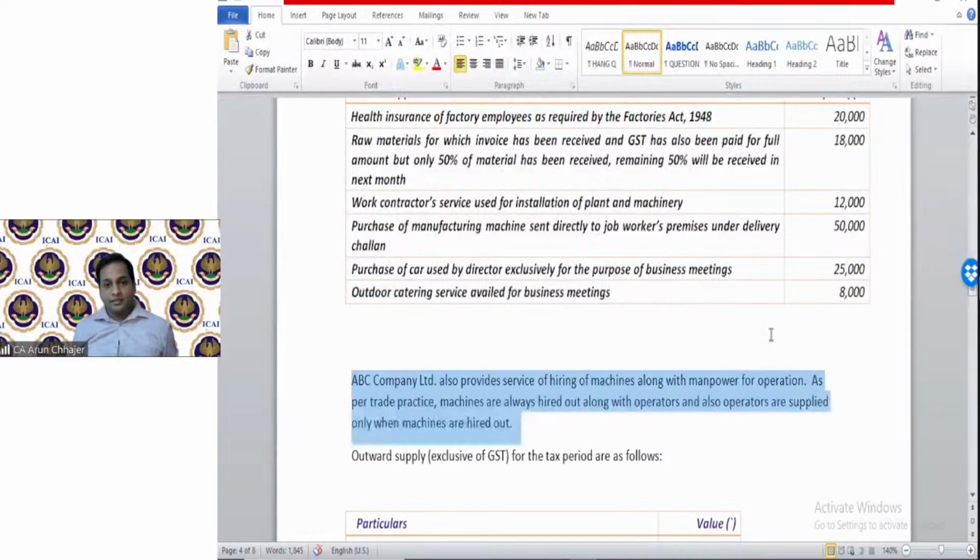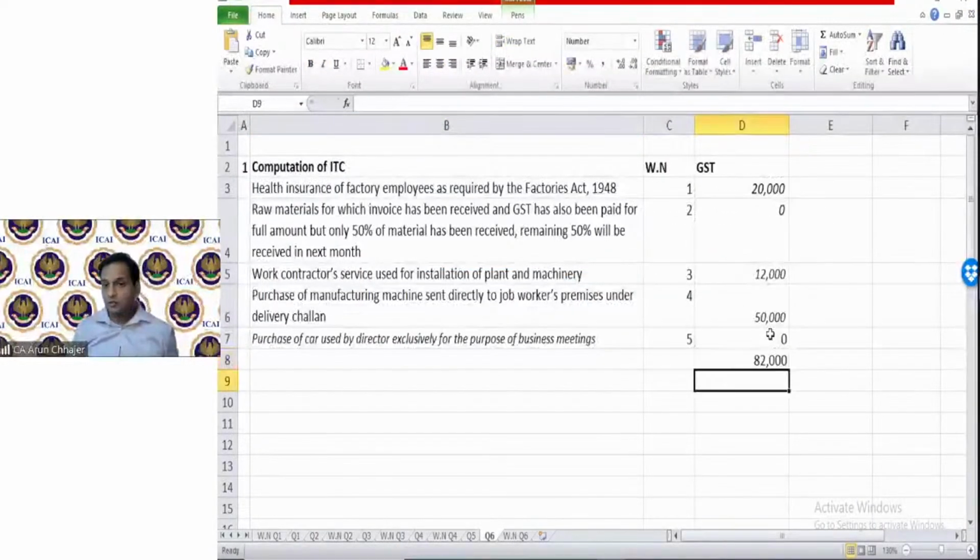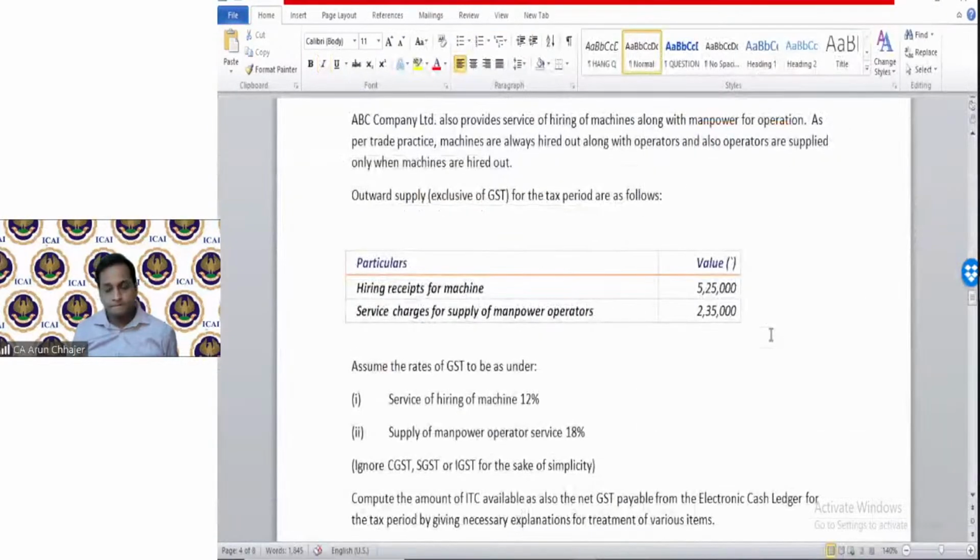ABC company also provides the hiring of the manpower. That is okay. Now we need to calculate, how much is the total ITC? 82,000. Is it? Once again, check. So what is the total ITC? 82,000 is the total ITC. Okay.